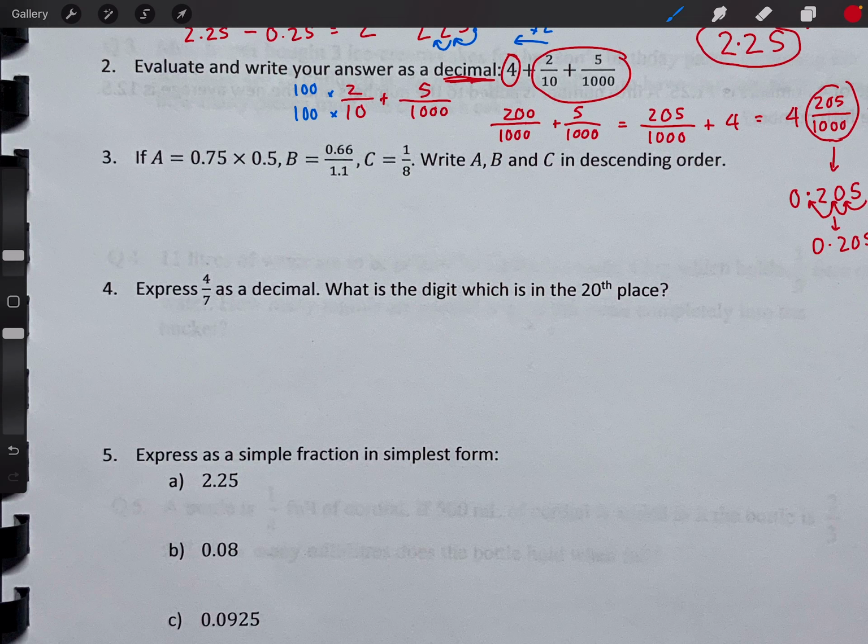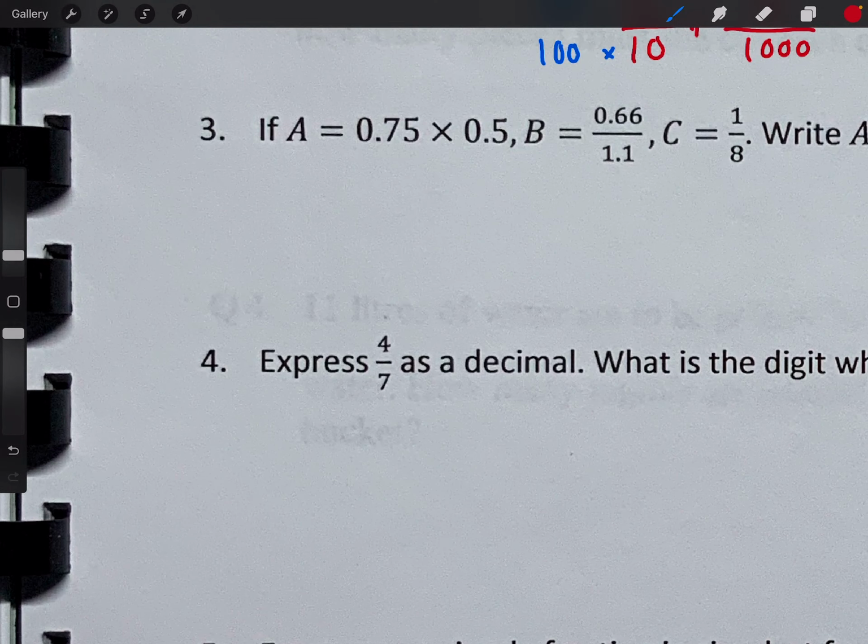Okay, next one says if A is equal to that and B is equal to that and C equals that, write A, B, C in descending order. Descending order means highest to lowest. Now A is this amount, so let's see. 0.75 times 0.5. Okay, move the decimal place to the right 2 times, 1, 2. And move the decimal place to the right 1 time. So we made 3 moves to the right.